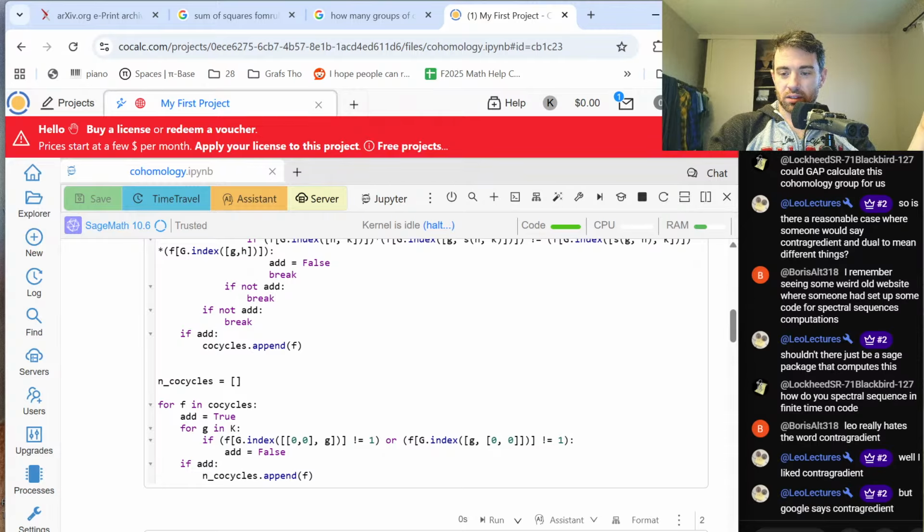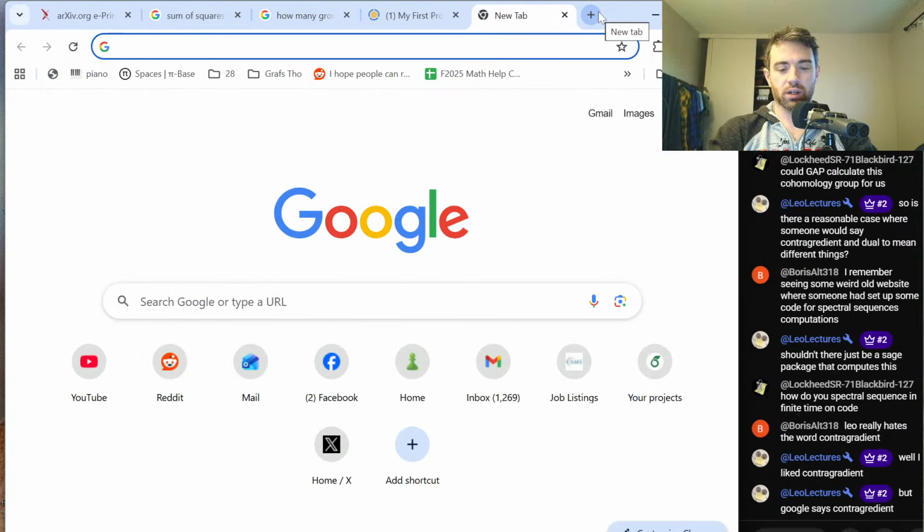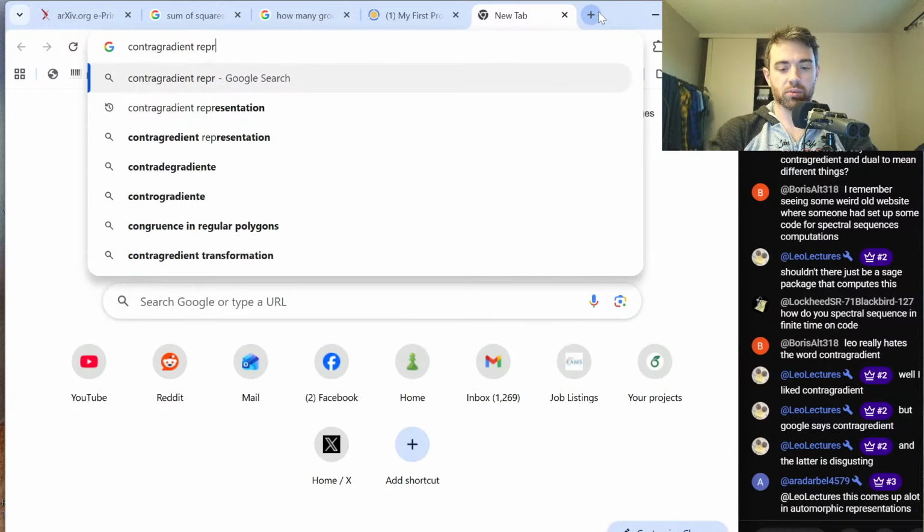Contragradient. Google says contragradient? No way. Contragradient representation.